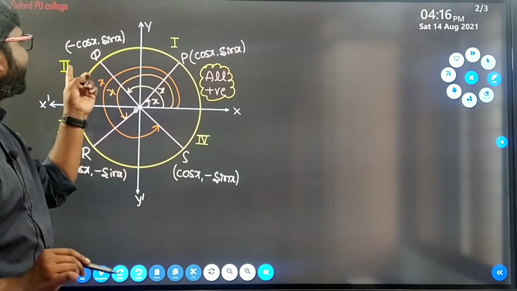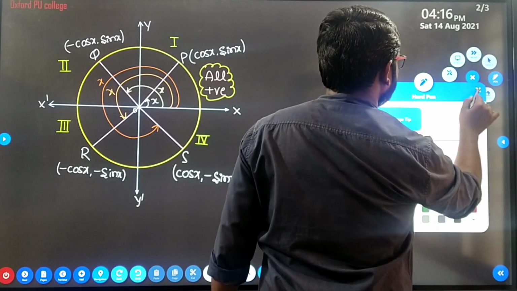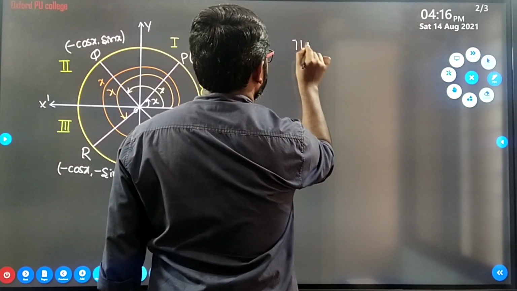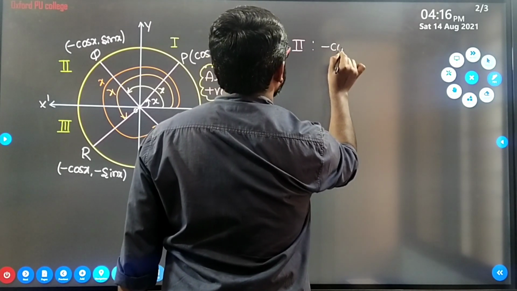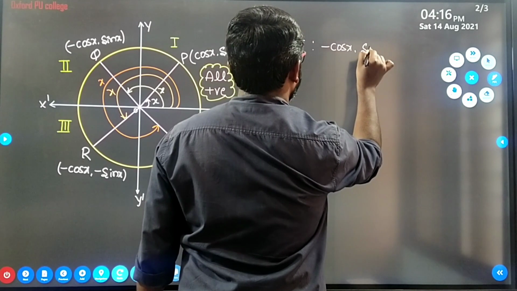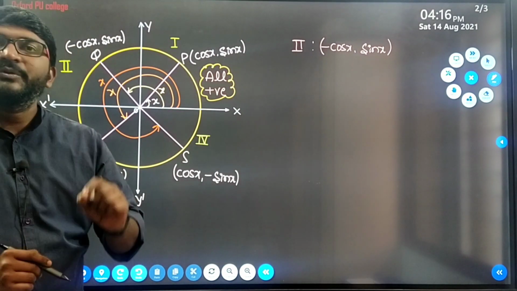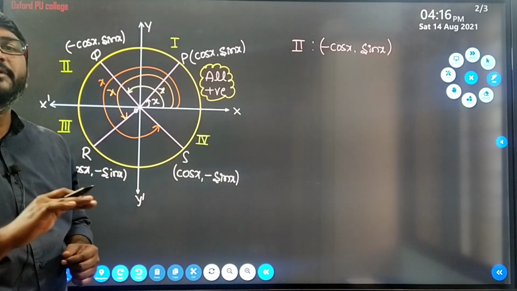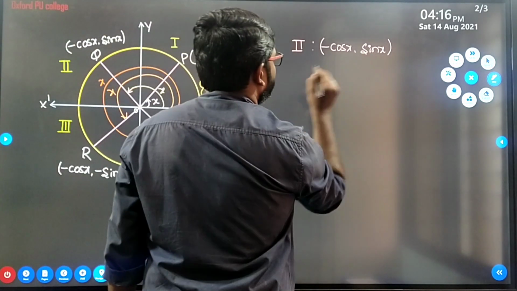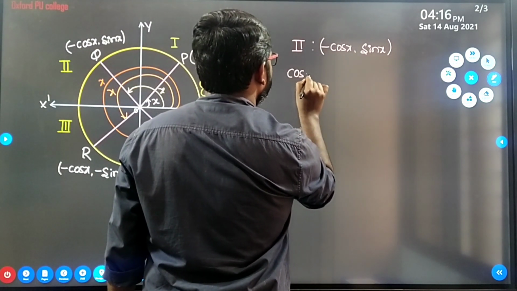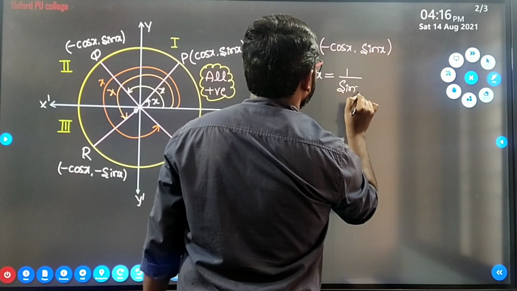Let us analyze the second quadrant now. So in the second quadrant, what are the points now? Minus cos x, comma sin x. Let us analyze which trigonometric functions are going to be positive and which are going to be negative in the second quadrant. So sin x, that means cosecant x, which is equal to 1 by sin x.